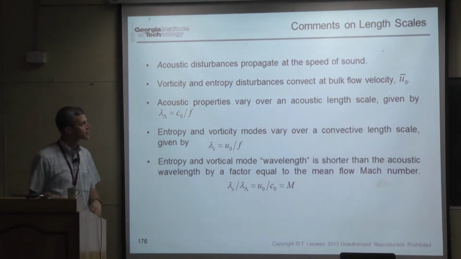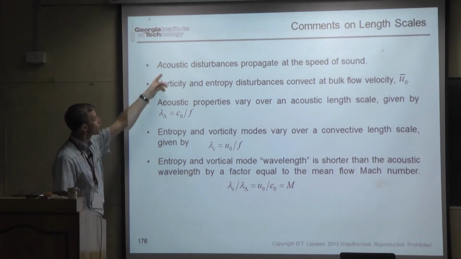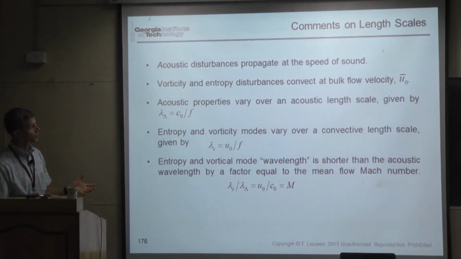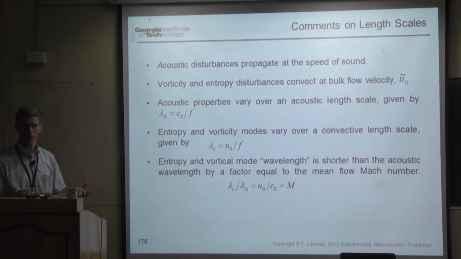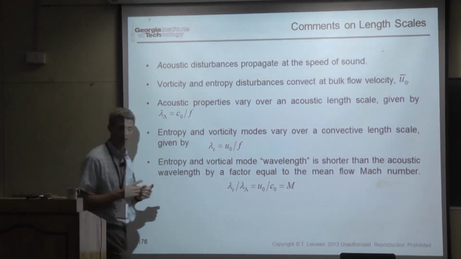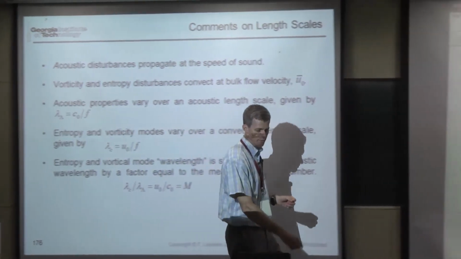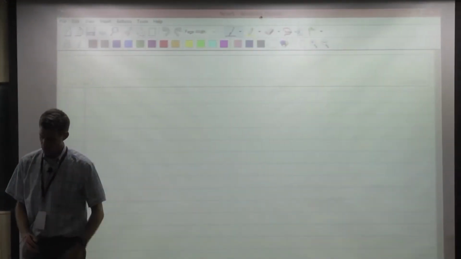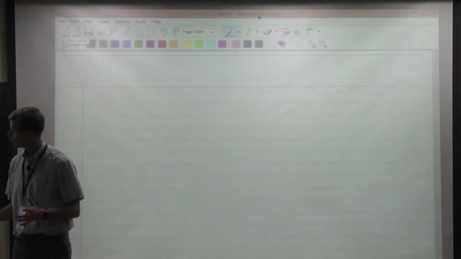Okay, let's talk a little bit more about this. First of all, acoustic disturbances propagate at the speed of sound. Vortical disturbances propagate at the bulk flow velocity. That's a big difference, right? There are a couple of different implications, but one of those is that there are two completely different length scales to the problem.